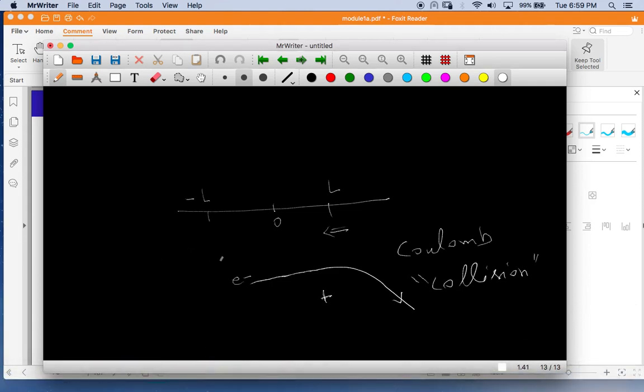This would be a large angle collision. But if this charge was very well screened, if it's a very good plasma, the deflection would be very small, and the electron would barely see the full potential, and there would be a very slight deflection like that. So the deflection would be very small. That's what characterizes a quote unquote good plasma.